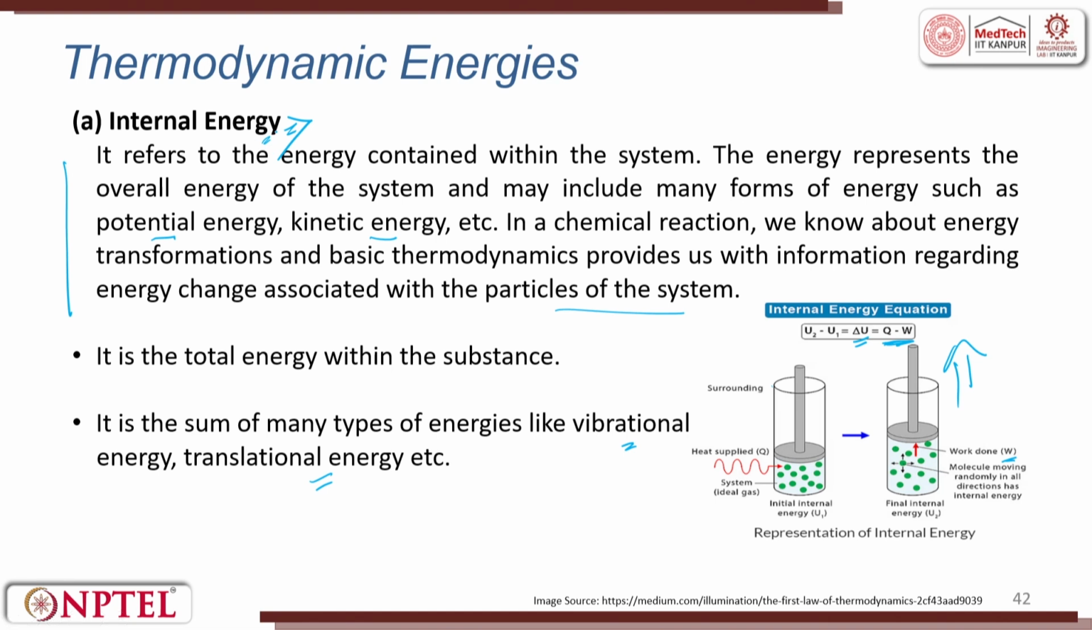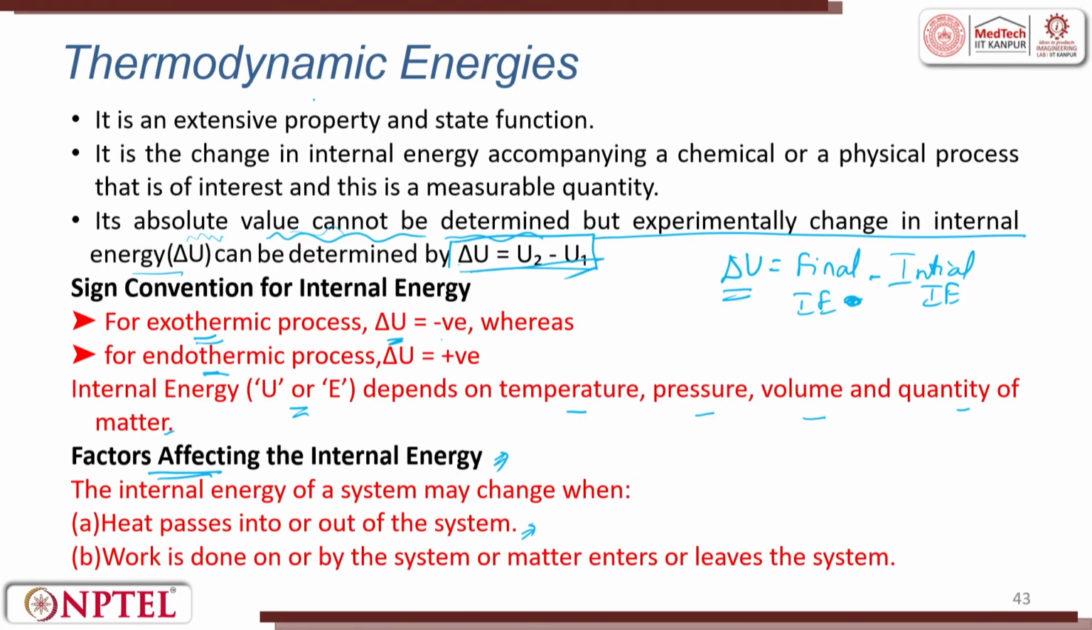Internal energy is the capability of a system to do something, right. It refers to the energy contained within the system. So, here you can have potential energy, kinetic energy, vibration energy, translation energy, many things. When we talk about these energies, we also talk about how to measure them. This is what is given in the statement. Its absolute value cannot be determined, but experimentally the change in internal energy can be determined by ΔU = U2 minus U1. So, you can try to figure out what it is, right.